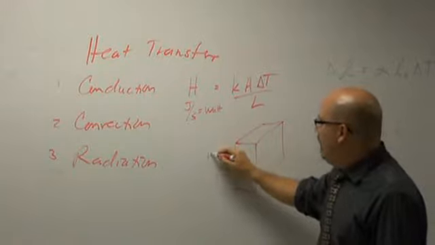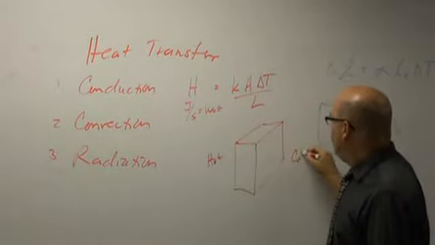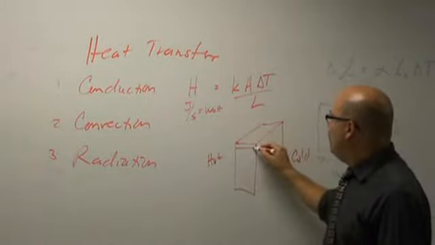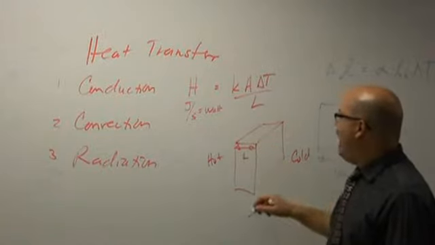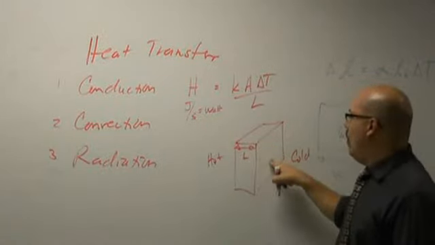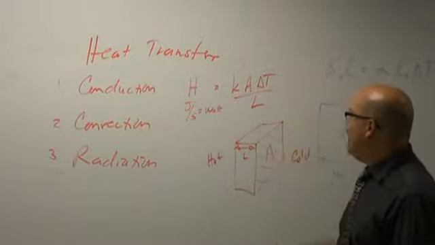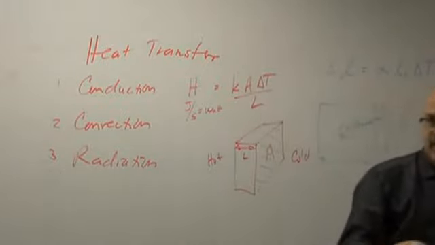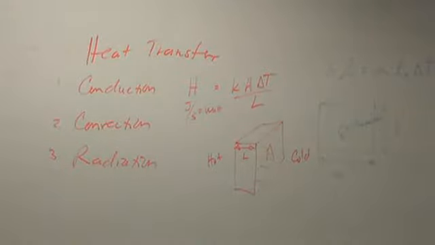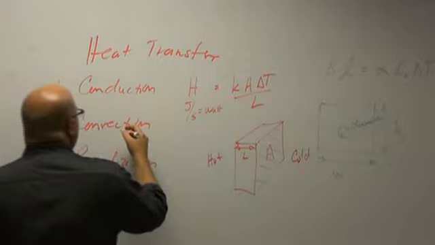So this is hot over here, cold over here. This is your length of path from heat flowing from hot to cold. And this is your area of contact right there. And K is a constant that you'll have to look up, or that has to be given to you. We talked about that. So that's our first one.